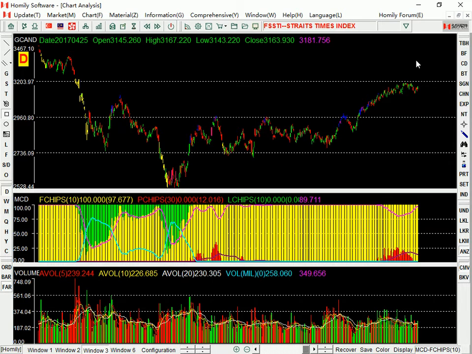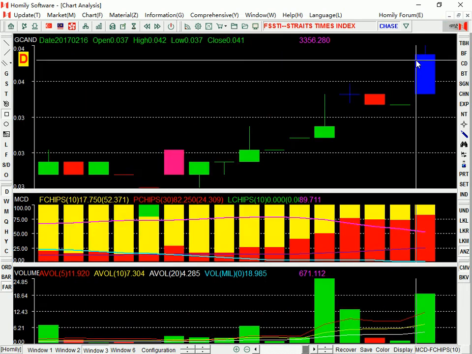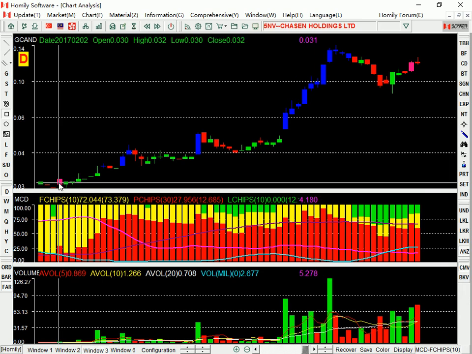Pink color is the turning point for uptrend, for stock rising. Okay, I just show you the signal for master's signal. Okay, so this is the turning point.